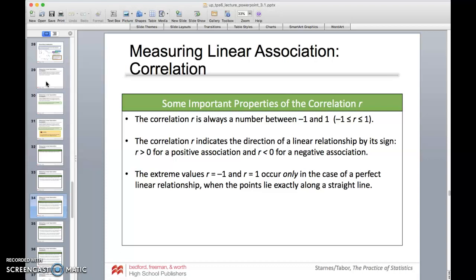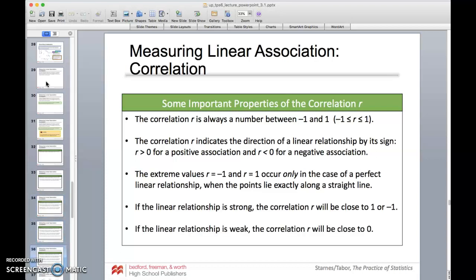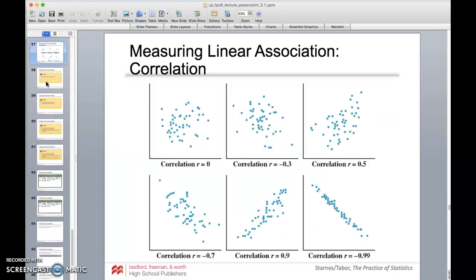All right, the extreme values only occur if it's perfect. It's rarely that you ever get a perfect -1 or 1, but it should be close, like when you start getting numbers like -0.9 and positive 0.95, stuff like that. And like I said, if there's no relationship, it'll be close to 0.